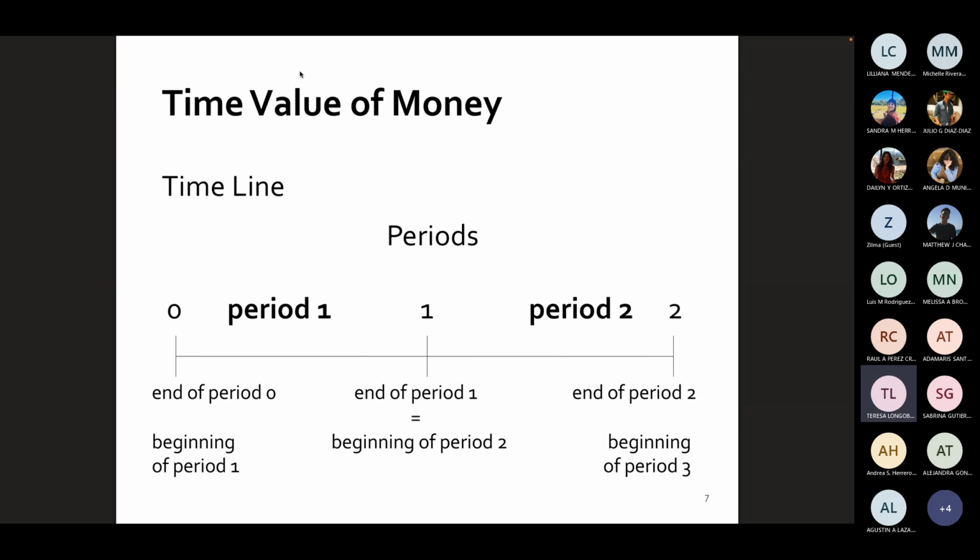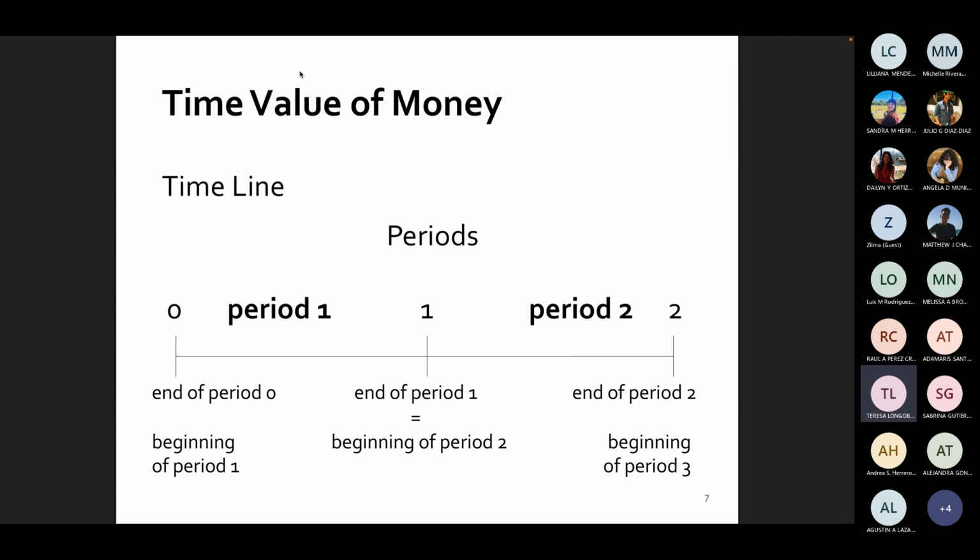This, in effect, changes our perception of money. So let's just look at the timeline first. This is a 2-period model. We're going to begin with a 2-period model, and it's pretty straightforward, it seems.